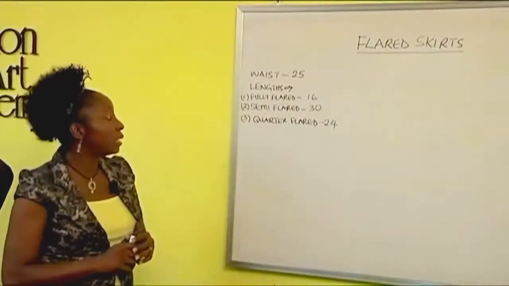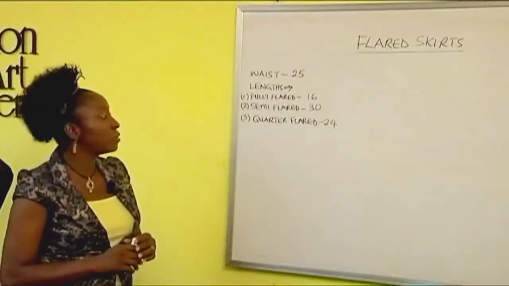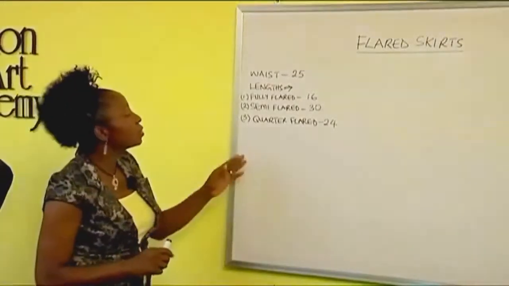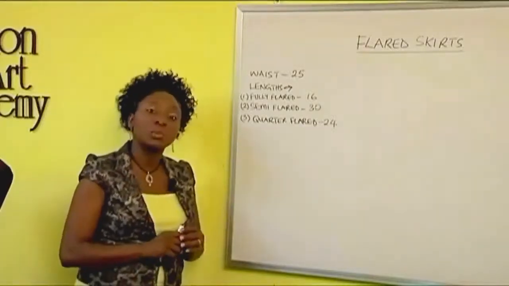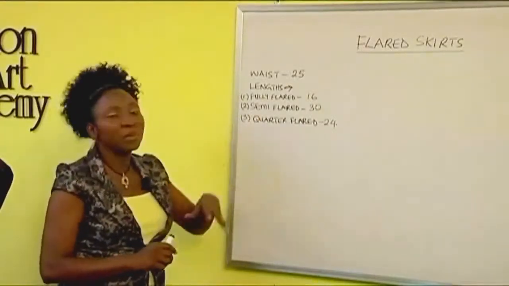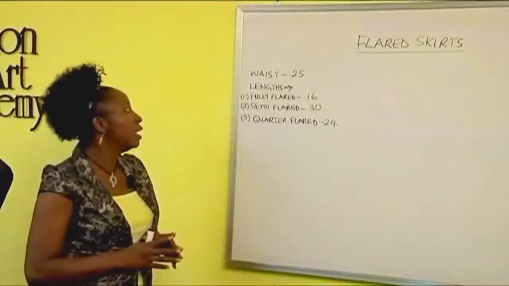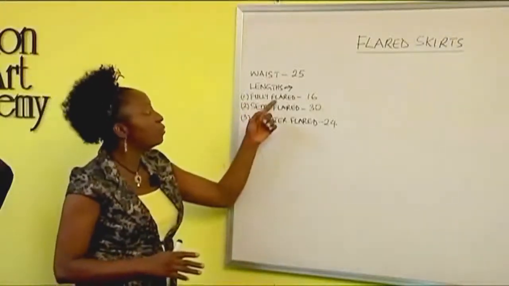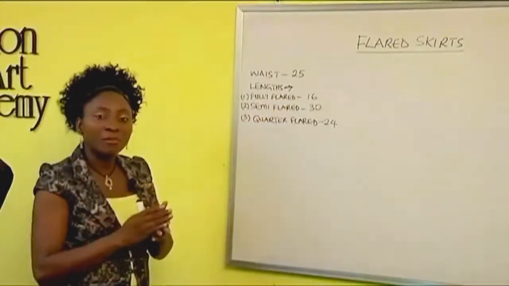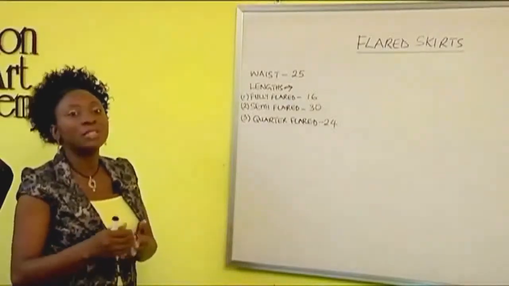Then we have the semi-flared length. That's going to be quite long. We're going to use 30 inches for that. Then we also have the quarter flared, which we're going to use as 24 inches. We have these varied lengths so that you can play around with them. The first thing is that for our fully flared length, we're going to add ½ inch to the waistline and ½ inch to the hem.